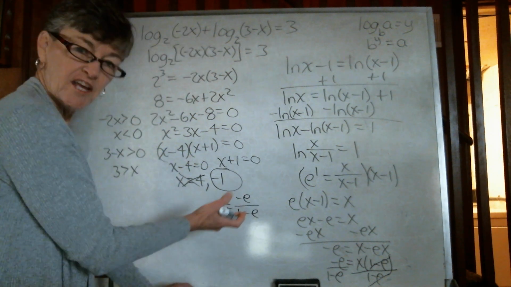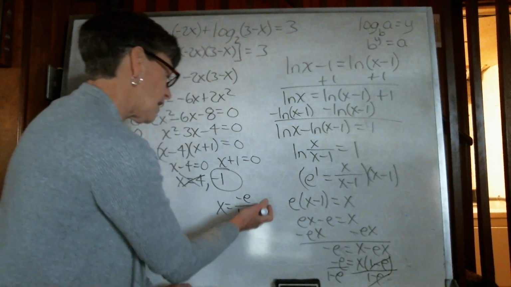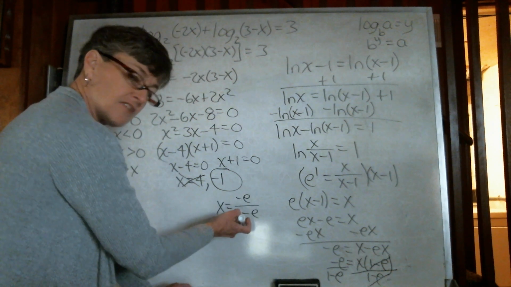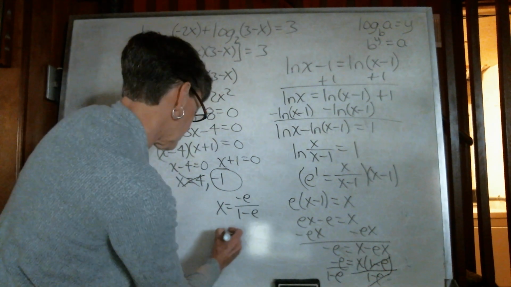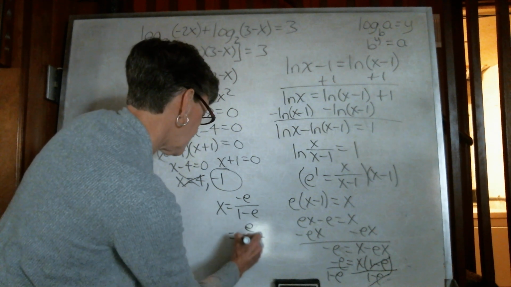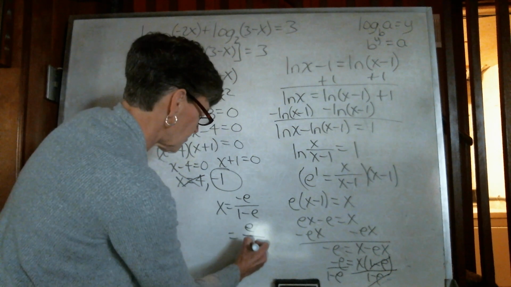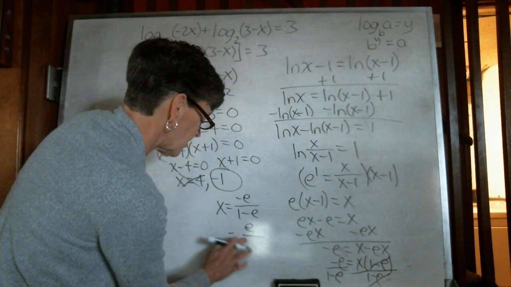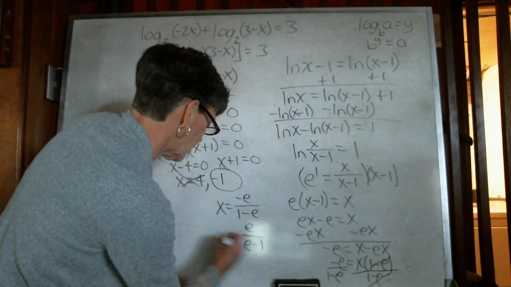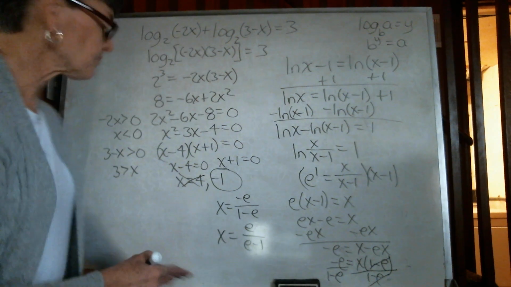Now, that's got more negative signs than I like, so I'm going to factor the negative out of the denominator and cancel it with the negative sign in the numerator so that the numerator is positive now. And the denominator is now e minus 1. So this is my value for x.